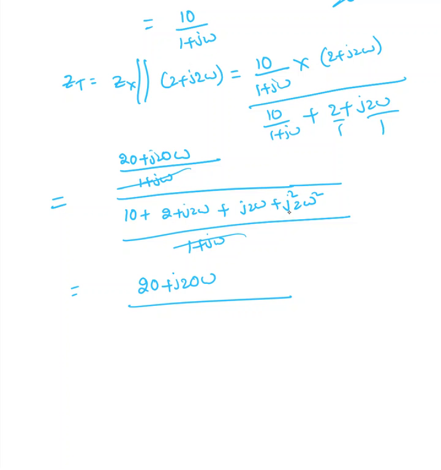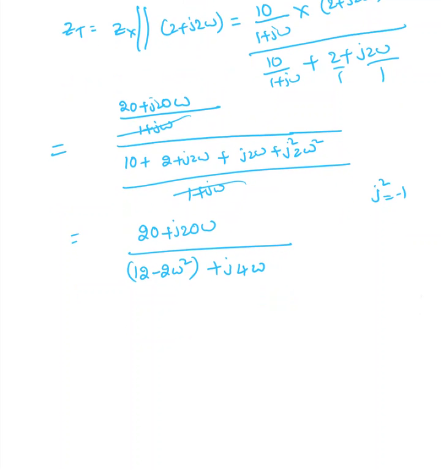So j square is nothing but minus 1. So I have 12 minus, so we know that j square is nothing but negative 1, minus 2 omega square. So that's the real part, and the imaginary part I have plus j4 omega.